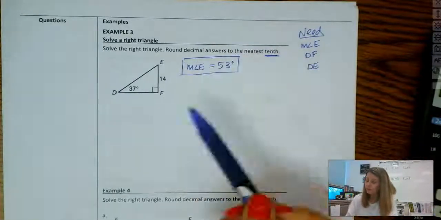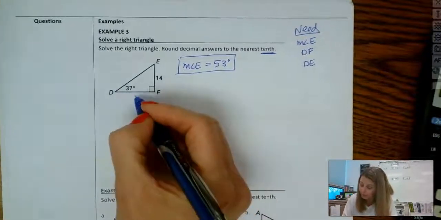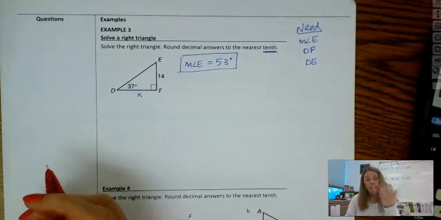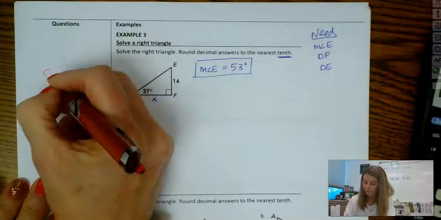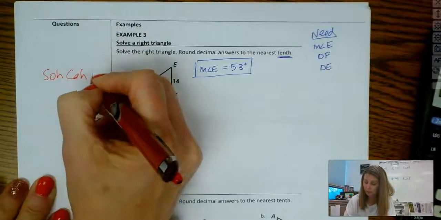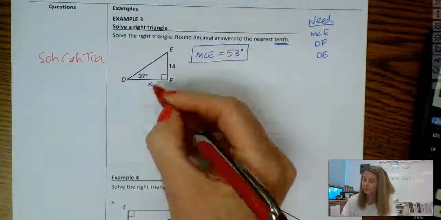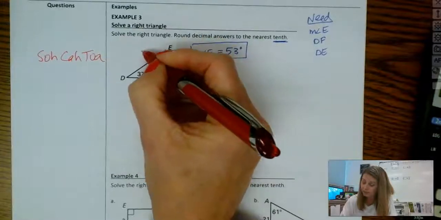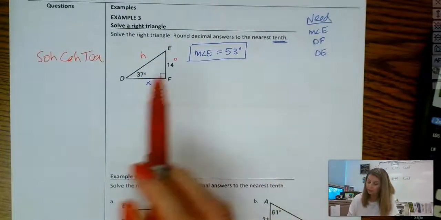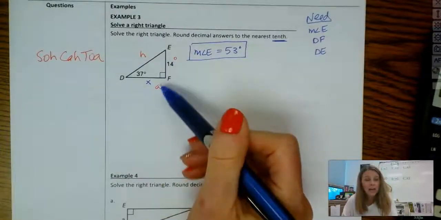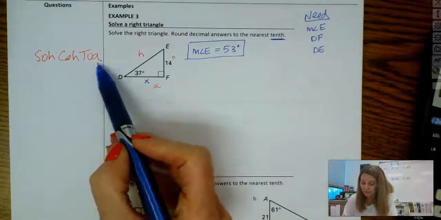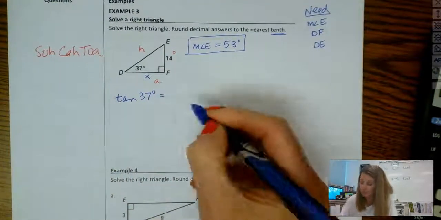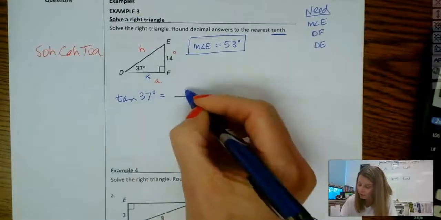Okay. So now I need DF. All right, so maybe I'm going to go ahead and put an X here. Okay, from 37, so now I need SOHCAHTOA. So from 37, I've got opposite, I've got adjacent, and I'll go ahead and put H for hypotenuse. Okay, so I have information on the O and the A, that is tangent. So the tangent of 37 degrees equals O over A, so 14 over X.